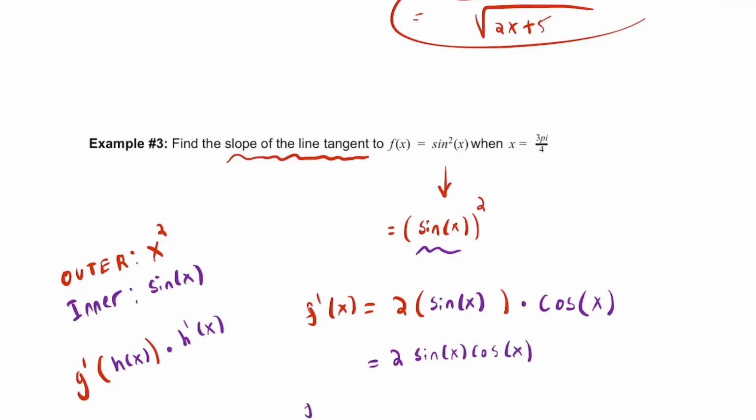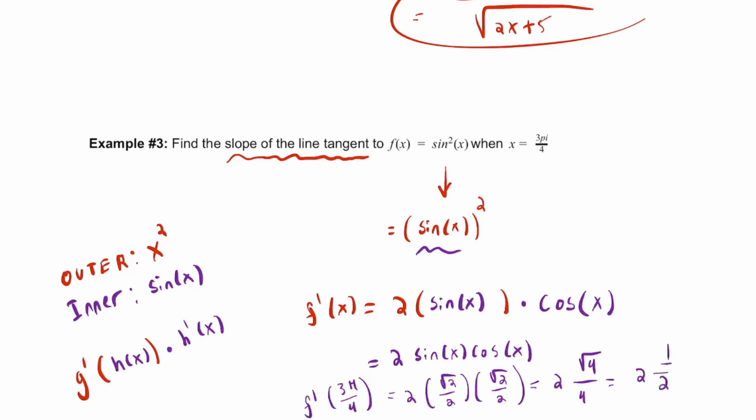And so if I did here f prime of 3 pi over 4, this is 2 times root 2 over 2 times root 2 over 2 equals 2 times root 4 over 4 equals 2 times 1/2 equals 1 would be the slope of that tangent line.